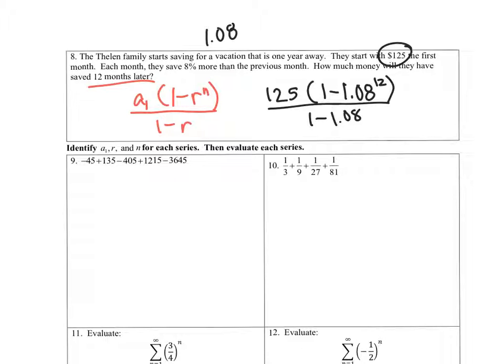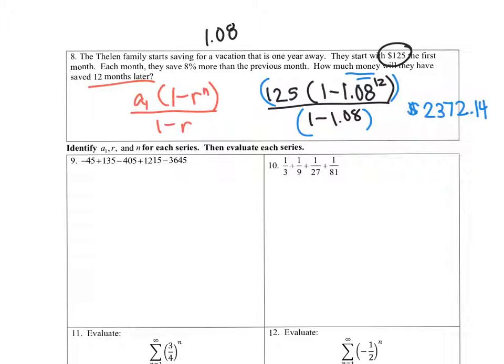So if you're putting this in the calculator, just be very careful. I always put the numerator in parentheses and the denominator in parentheses. So put this in the calculator. You want to know how much money, so you should round to the nearest 2 decimal places. So it's going to be 2372.14, to the nearest cent. Okay, so you're totaling up each of these months. That's why it's a geometric series.